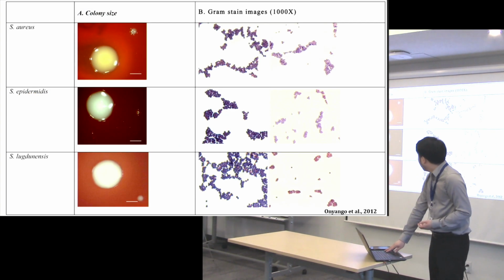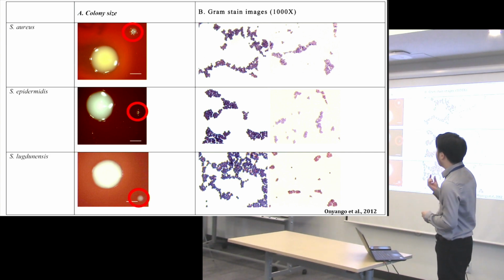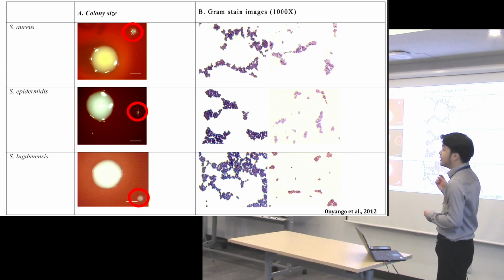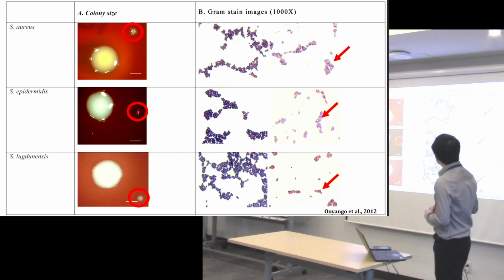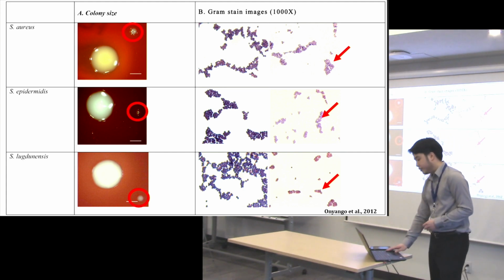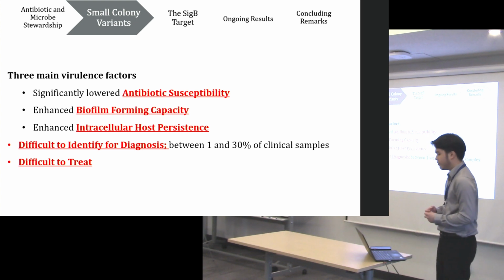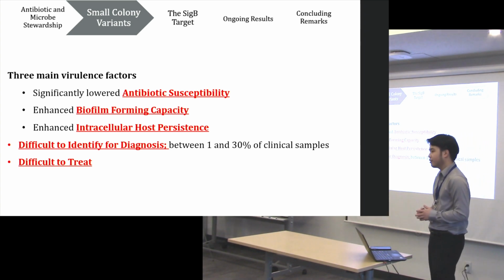So here's an example of Staphylococcus small colony variants. You can see from the circle, these are the small colony variants that are really tiny compared to the wild-type colonies on the left, as well as altered biochemical properties resulting in a weaker Gram staining of these small colony variants. There are three main virulence factors of small colony variants: significantly lowered antibiotic susceptibility, enhanced biofilm forming capacity, and enhanced intracellular host persistence. All of these three factors contribute to why the infections caused by these SCVs are so persistent and long-lasting. They may even last for years.